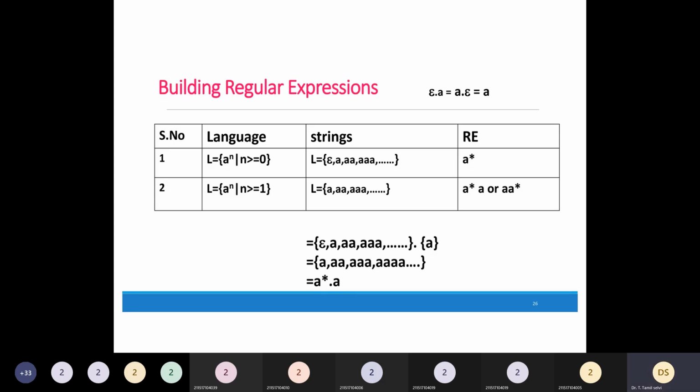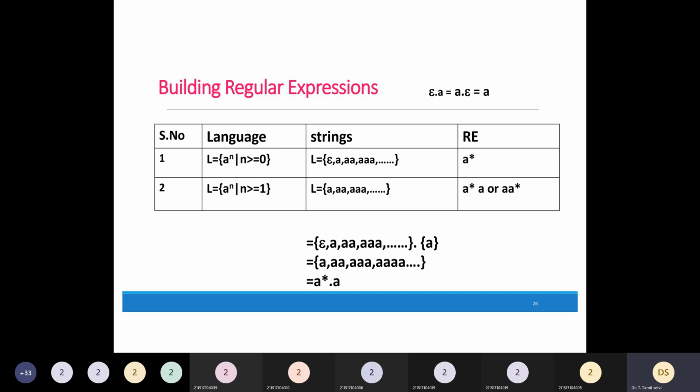And then here, for the given language, in the previous one you were forming the language from the expression. Here you are going to construct the regular expression from the given language. Okay, so let's see the first example. In the first example, the language L equals a power n, where n is greater than or equal to 0. Here small a is nothing but the alphabet.